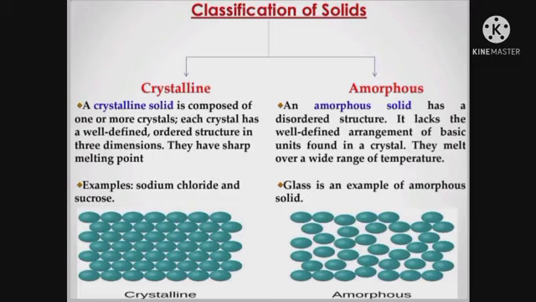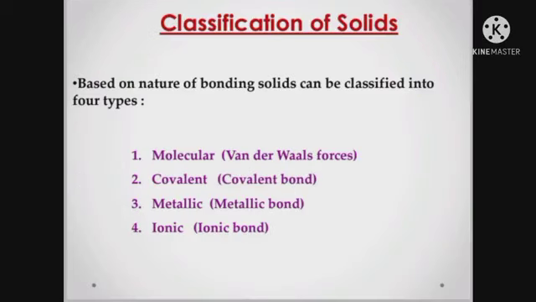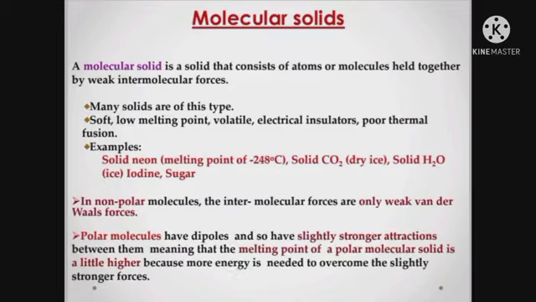Whereas an amorphous solid is a solid which has a distorted structure. It lacks the well-defined arrangement of basic units found in a crystal. They melt over a wide range of temperature. Glass is an example of an amorphous solid. We can further classify the solids based on the nature of bonding into four types. First one is molecular solids, second one is covalent solids, third one is metallic solids, and last one is ionic solids. Now we will discuss them one by one.